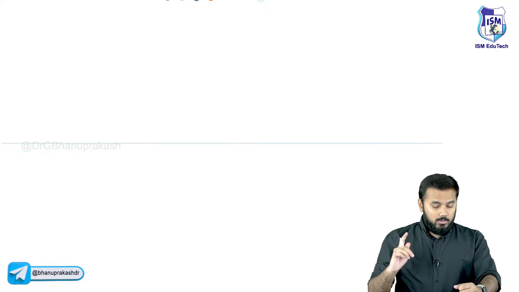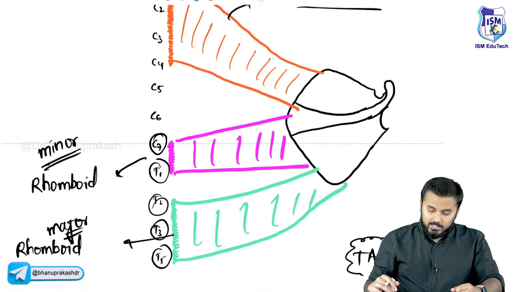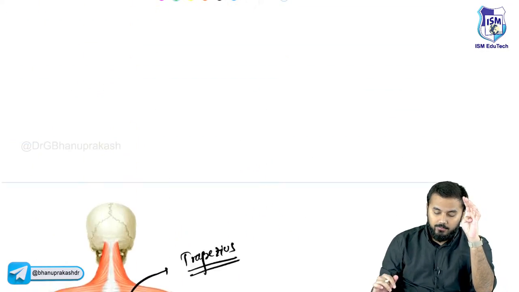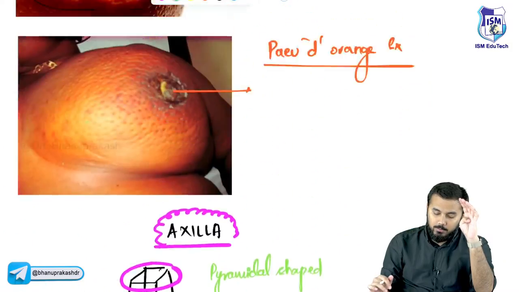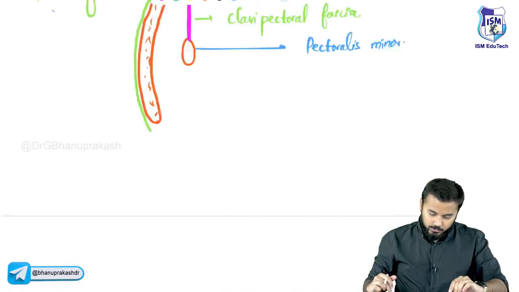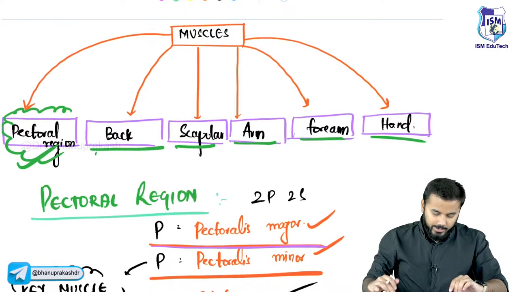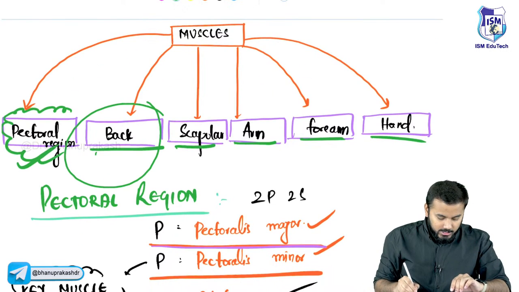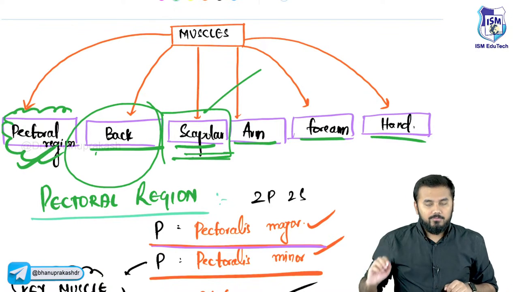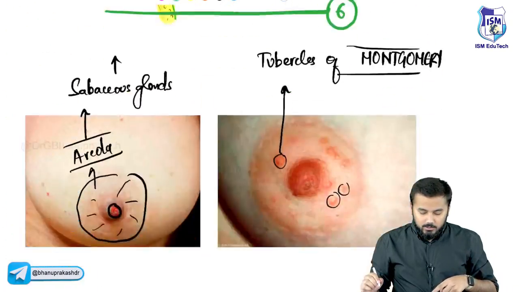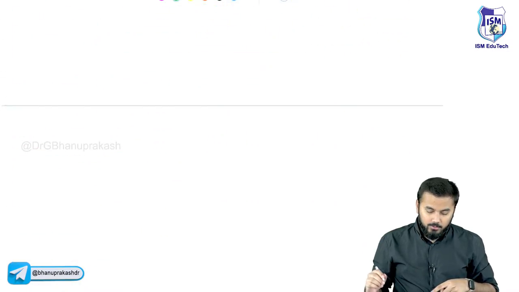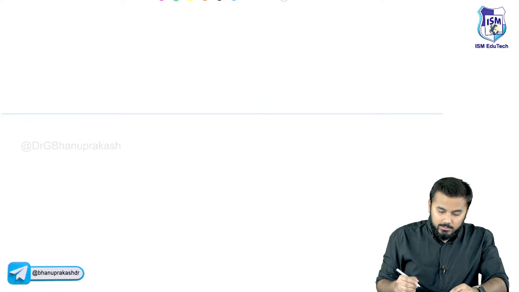Now, the next important thing: we just discussed the muscles of the back. In the list which I have given you, after the muscles of the back, what is the next important thing I told I will discuss with you? Muscles of the back is done, and now we shall discuss the muscles of the scapula, and we shall close the session. What are the muscles of the scapula you have got? Let us discuss now the muscles of the scapula.